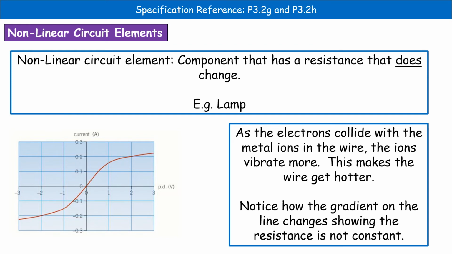Non-linear circuit elements are components where the resistance does change. Think about a lamp. This is our most common example. What we have is this kind of S-shaped graph that you can see in the bottom left. It's not a nice diagonal line because our resistance is changing under these different conditions. One of the key reasons is that as those electrons are colliding with the positive metal ions in the wire, they're going to be vibrating more. As a result, the wire gets hotter, and that affects the flow of our electrons. So we've changed the resistance and we get this varying line on the graph.